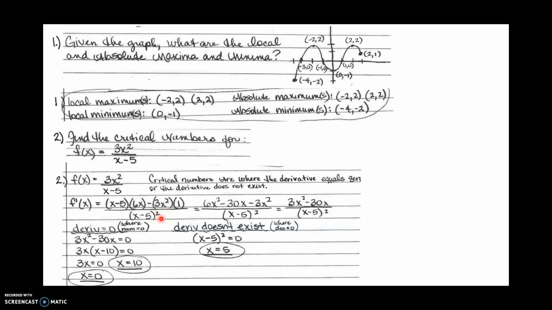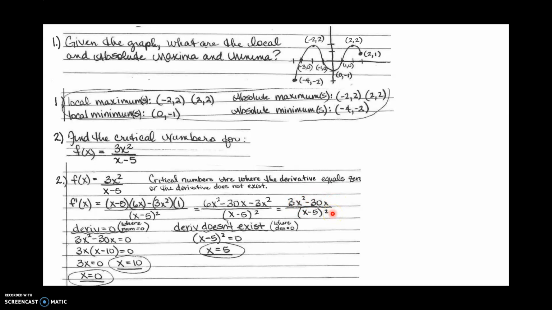So to simplify my numerator, I'm going to distribute the 6x. So 6x times x is where we get the 6x squared. And then negative 5 times 6x gives us the negative 30x. Negative 3x squared times 1 is the negative 3x squared. So 6x squared minus 3x squared gives us 3x squared minus 30x, all still over the x minus 5 squared.